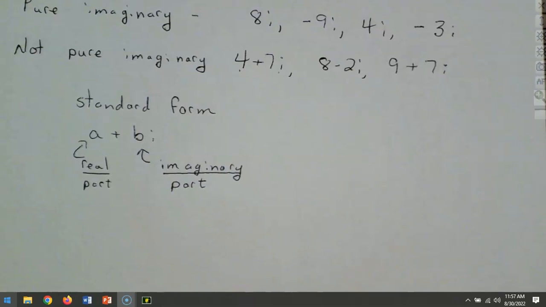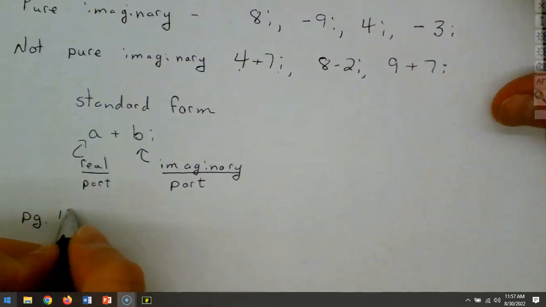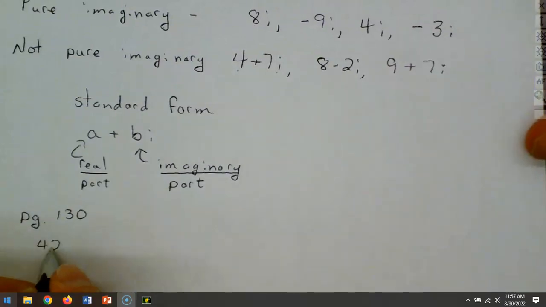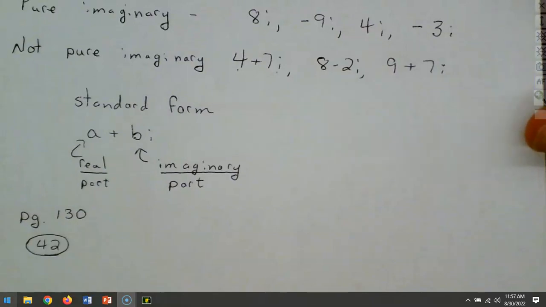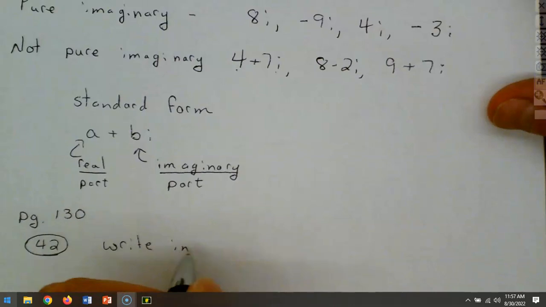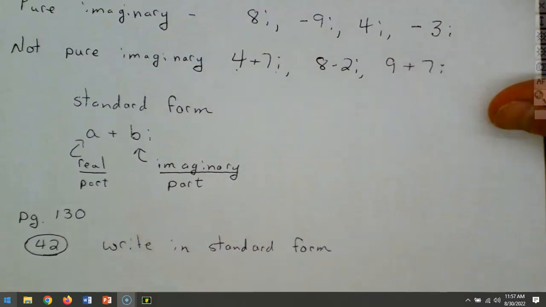And I'm just going to pick these from our textbook. So I'm on page 130, and we are going to look at question 42. And we want to write in standard form. So that's a plus bi. So that's what we're going to do.